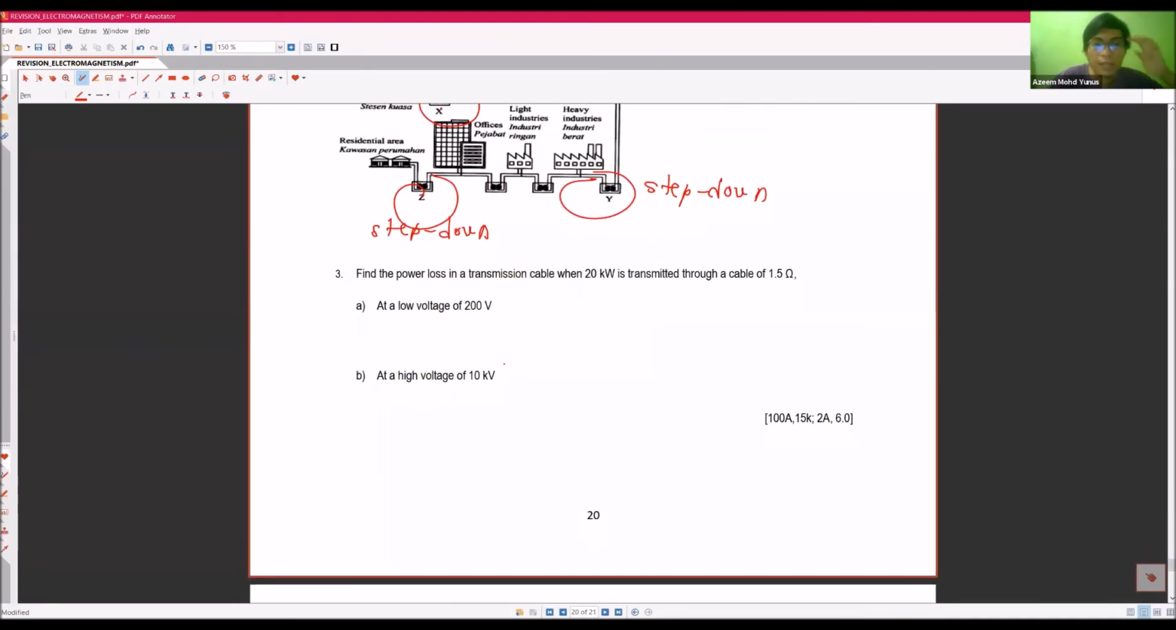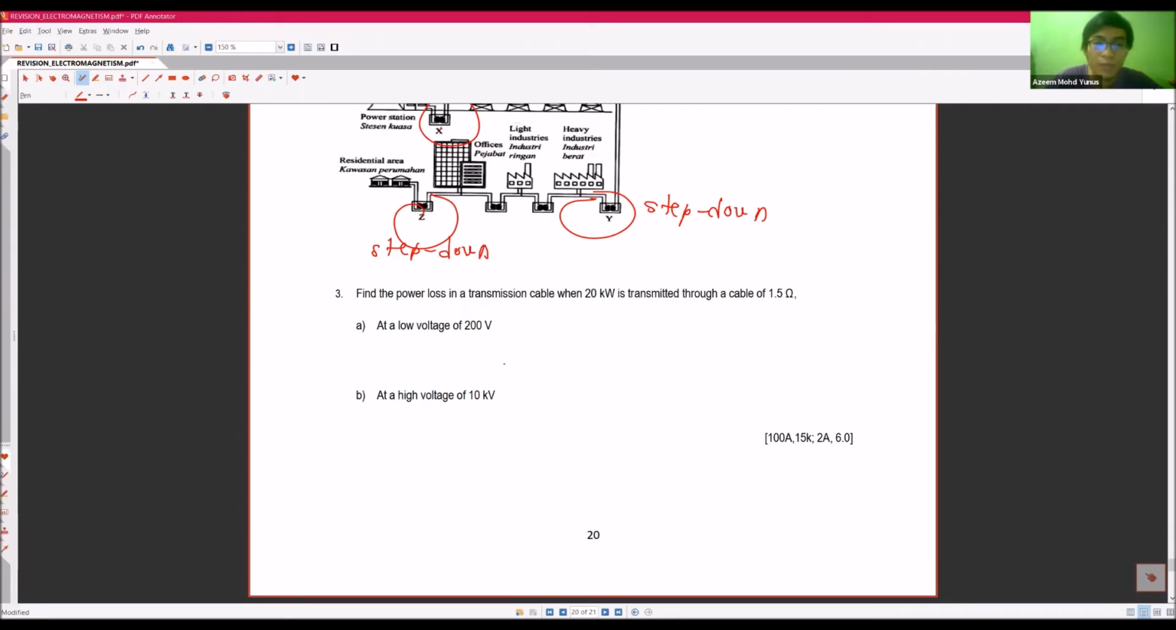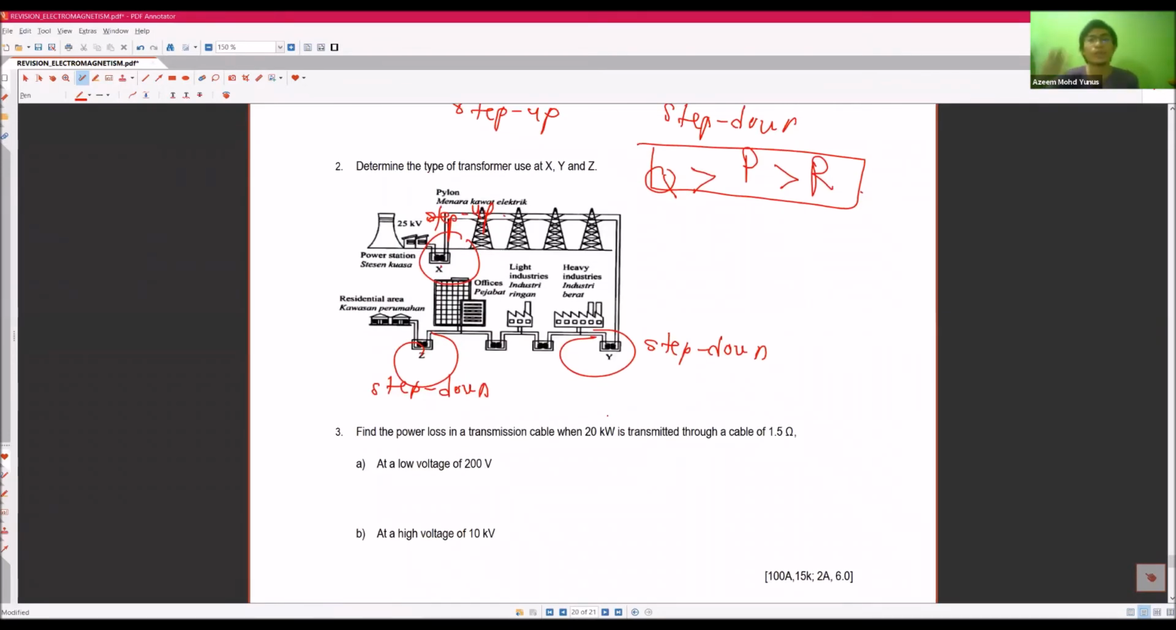Okay, number 3, find the power loss in a transmission cable when 20 kilowatt is transmitted through a cable of 1.5 ohms. Before we do the calculation, I need to explain why we need to increase the voltage to reduce power loss. First, at the power station, we use the concept of electromagnetic induction. We use a turbine, rotated by steam, or water for hydroelectric, or wind for a wind turbine, but usually steam.